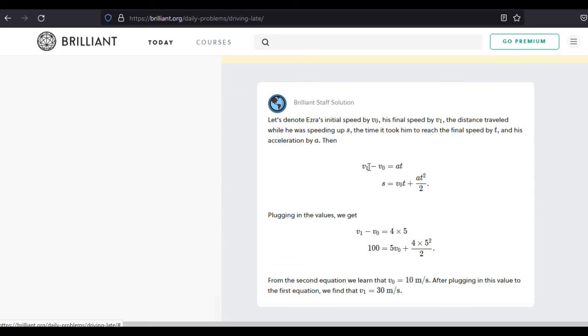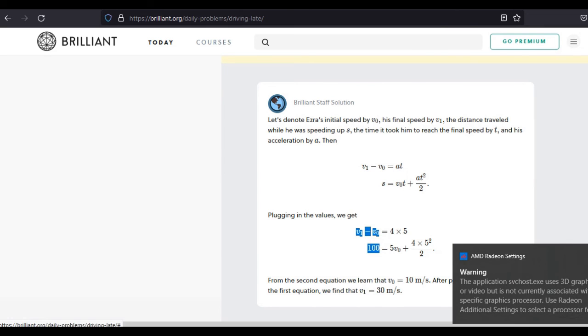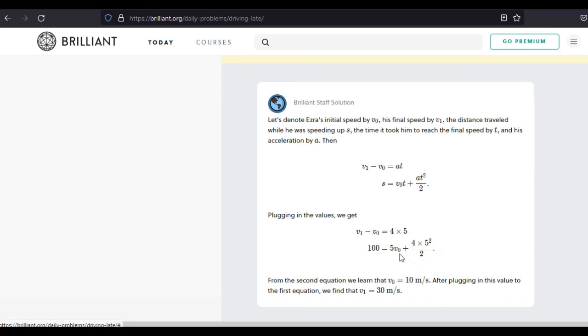And yeah, they have done the same thing. V is equal to V0, here is u, the initial velocity. V1 is the final velocity, which we have considered v. So v is equal to u plus at, s is equal to ut plus half at square, the two equations that we got. So v minus u, they have calculated it as 20 first, and then they have used the second equation for s is equal to ut plus half at square, and then solve these two equations to get the final answer.